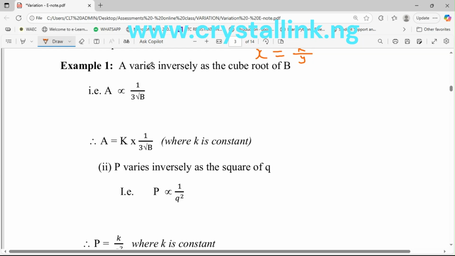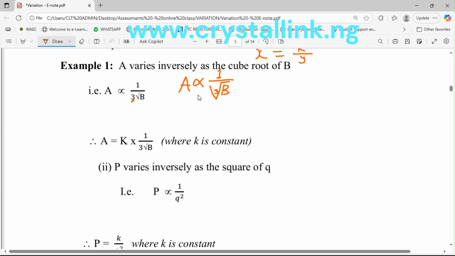Here, A varies inversely as the cube root of b. How do you represent this? A varies as the cube root, varies inversely. Inverse means 1 over cube root of b. So the correct way to write this cube root is what? The 3 should be inside the root angle.